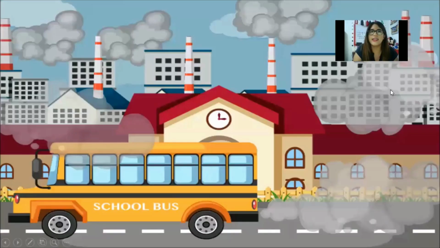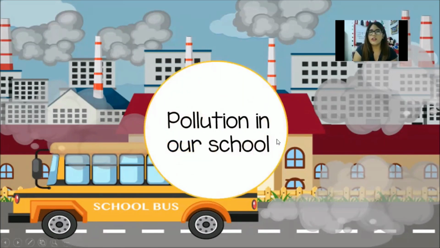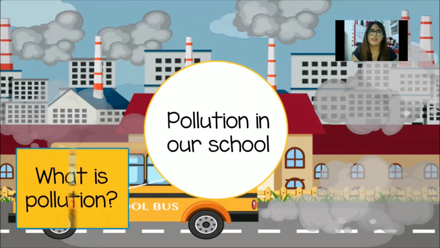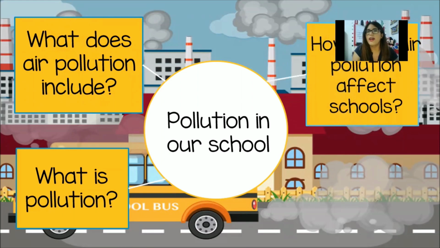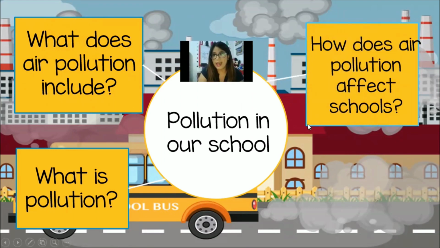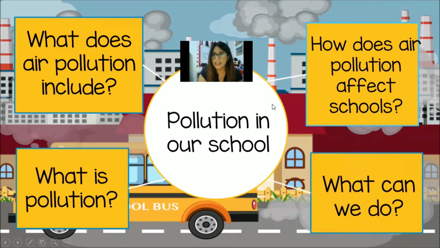So let's go to the next activity now that we reviewed the content, okay? So we remember that we analyzed last class pollution in our schools, and you answered different questions. What is pollution? What does air pollution include? In this case, we have the other question, that is, how does air pollution affect schools and what can we do? And we actually had a text with information that I explained to you, and you wrote the answers in your notebook or on a paper, okay? So we are going to use this information for the next activity.